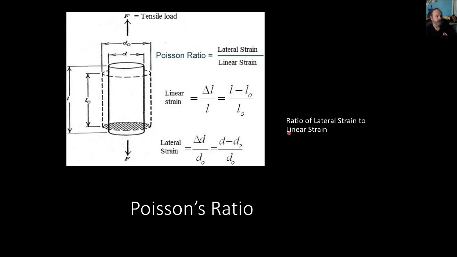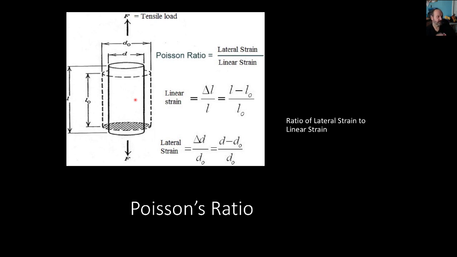So here's a quick snapshot of what Poisson's ratio is. The definition is lateral strain divided by linear strain. The linear strain is along the cylinder, up and down in this case, and the lateral strain is going out, or going in. How much does it change dimensions in the z direction, and how much does it change in the x direction, or the radial direction? And that gives you Poisson's ratio.